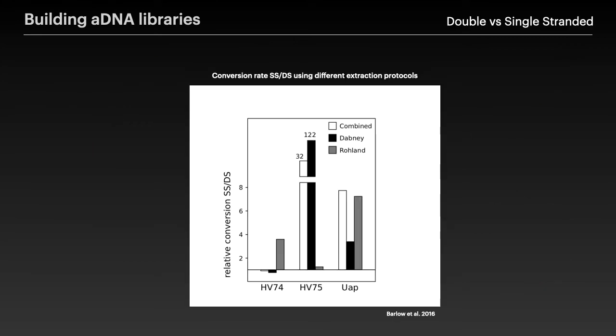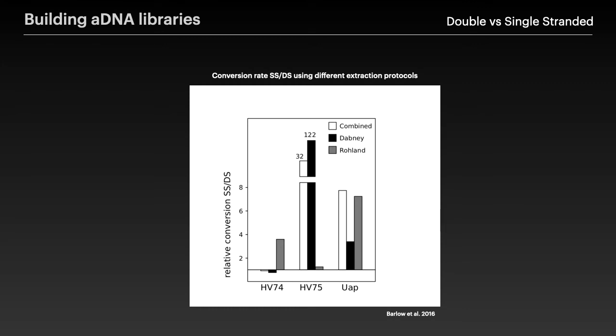Again, I'll show you some results that we had from internal work in our lab. Again, it's an Axel Barlow study testing different extraction and library protocols. The graph shows the conversion rate, basically how many molecules in the extract are converted into library. The bars above value 1 on the y-axis indicate a greater conversion rate for single-stranded molecules against double-stranded molecules, and the ones below 1 indicate the opposite.